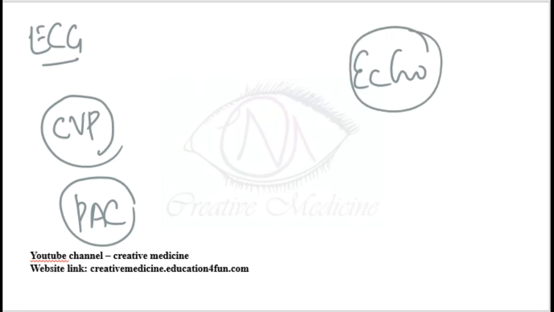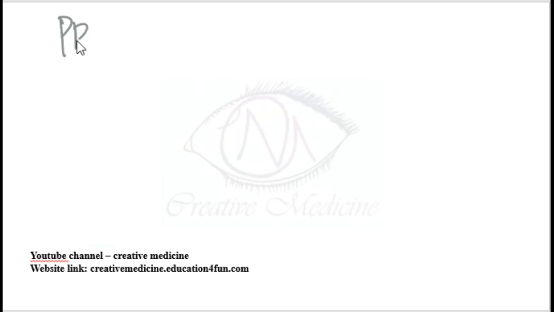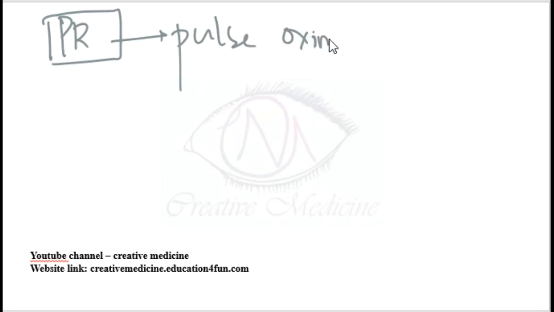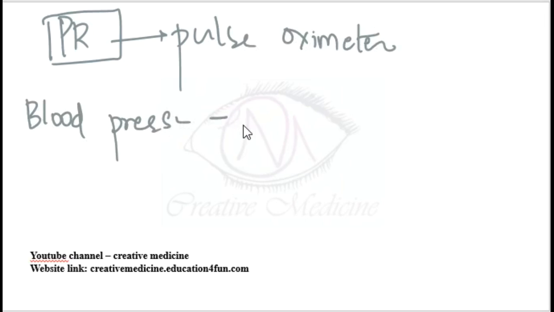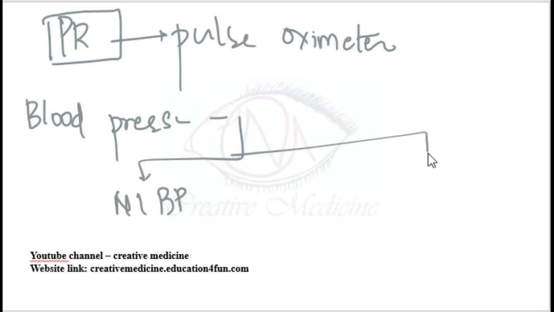So first, pulse rate. In the pulse rate we do pulse oximeter. Pulse rate is found out by pulse oximeter. Second, blood pressure. Blood pressure is of two types. One, we have non-invasive blood pressure. Second, we have invasive blood pressure.